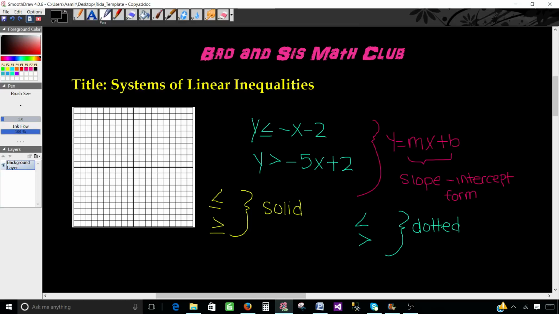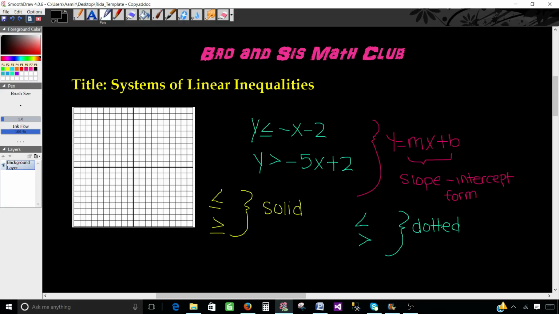Today we'll be learning how to solve systems of linear inequalities. In our previous videos, we learned how to solve systems of linear equations. The concept is pretty much the same in both. However, when you have a system of linear inequalities, you will have the inequality symbols, which are greater than, less than, greater than or equal to, and less than or equal to.